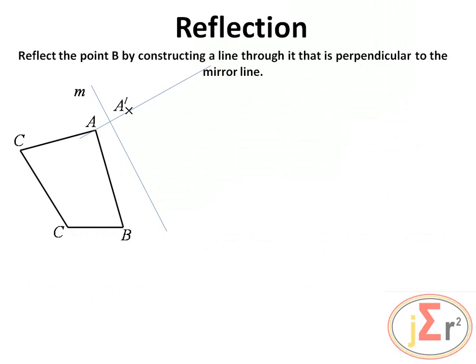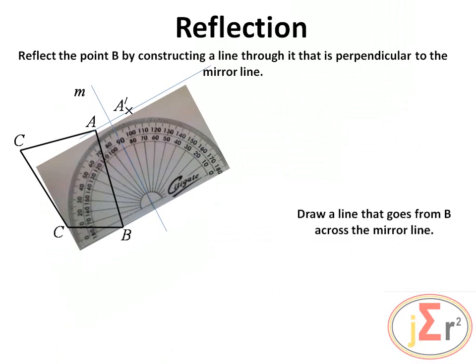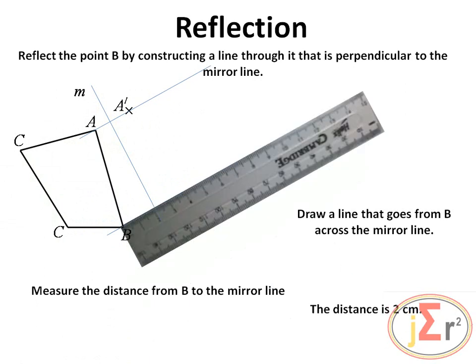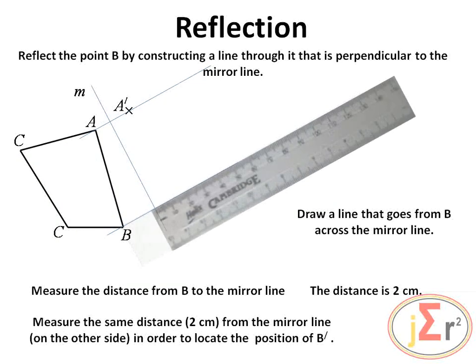So now we are going to reflect the point B, and we are going to use the same construct. The straight edge of the protractor passes through B, and the 90 degrees line of the protractor is right on the mirror line like that. And then we draw that line across. After that, measure the distance from B to the mirror line. The distance is 2 centimeters. And then we measure the same distance from the mirror line, and that position will be the image of B, called B prime.